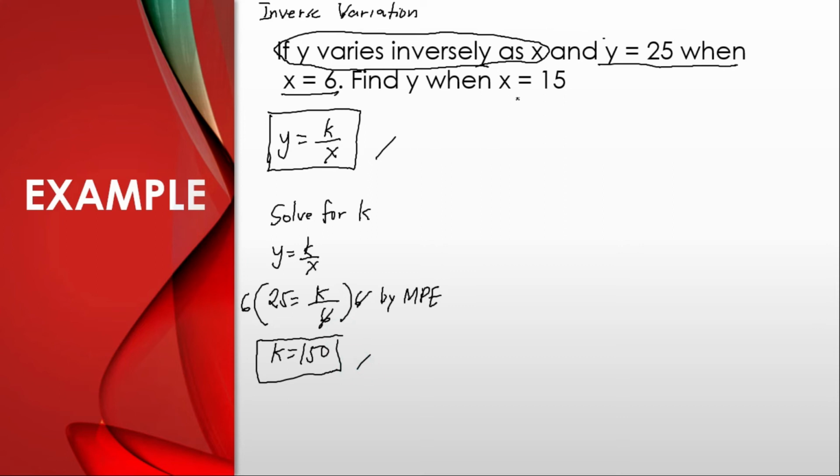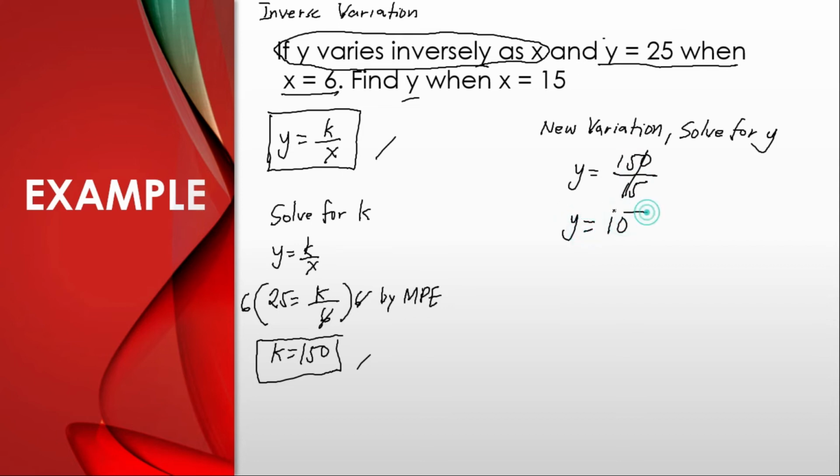After you get the k, dito na tayo sa ating new variation. Solve for y tayo dito. Kaya y is equal to, what is our k? 150, over, what is our x? That is 15. So, solve natin yan. 150 over 15 is equal to 10. So, our y natin is equal to 10. Meron na tayong 3 things na kailangan nating malaman sa ating given.